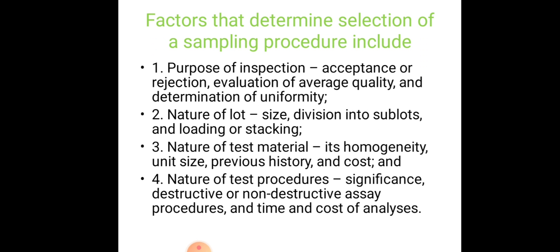Factors that determine selection of a sampling procedure include purpose of inspection, acceptance or rejection, evaluation of average quality, and determination of uniformity. Nature of lot, size, division into sublots, and loading or stacking. Nature of test material, its homogeneity, unit size, previous history, and cost. And nature of test procedures, significance, destructive or non-destructive assay procedures, and time and cost of analysis.